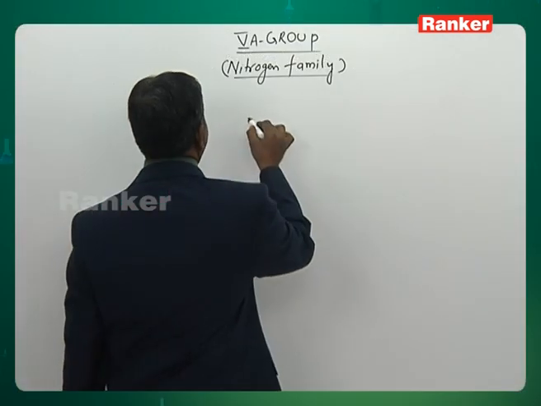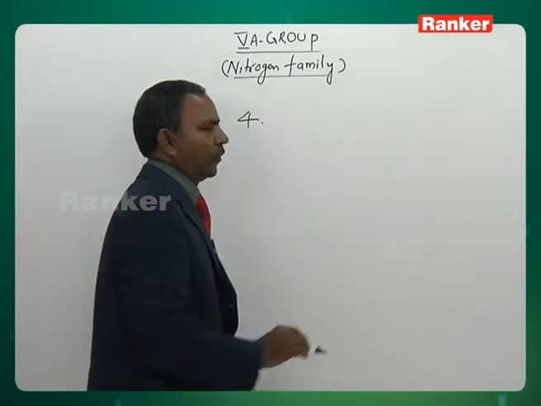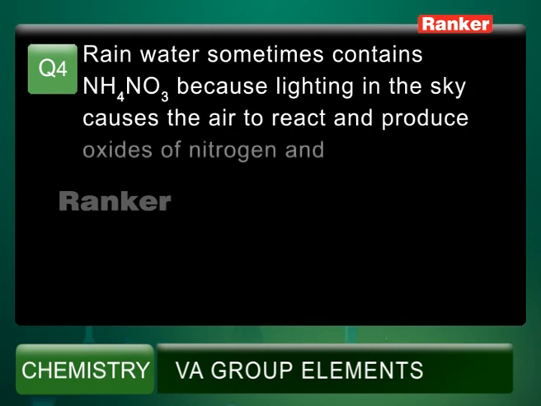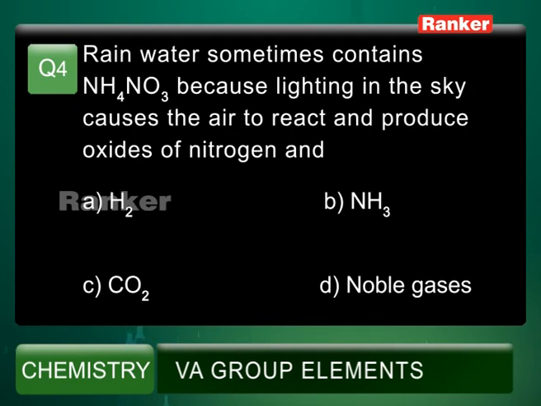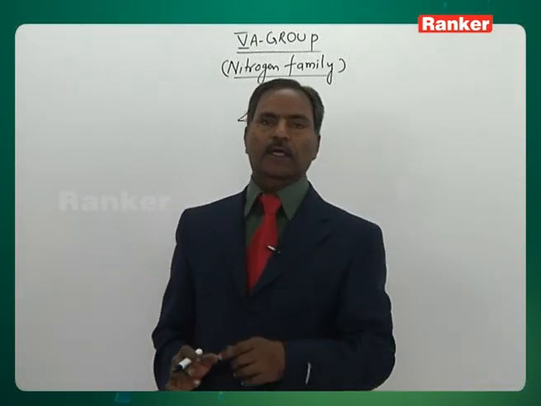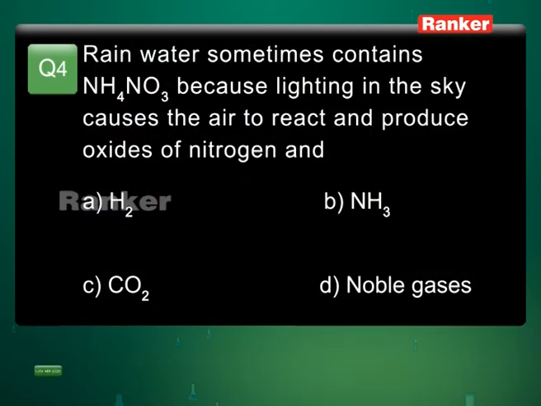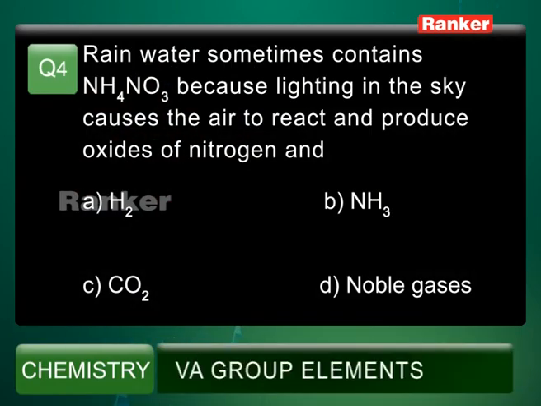Coming to question number 4: rainwater sometimes contains ammonium nitrate because lightning in the sky causes the air to react and produce oxides of nitrogen, as nitrogen and oxygen combine, and another substance. What are the options given? A, hydrogen gas. B, ammonia gas. C, CO2. D, noble gases.